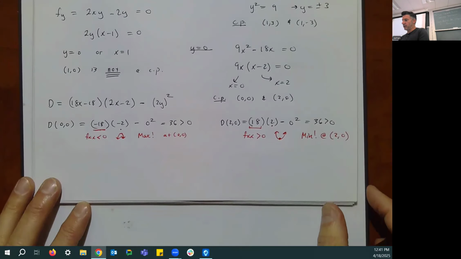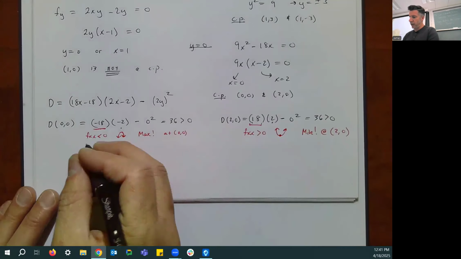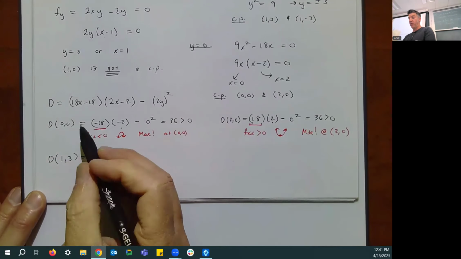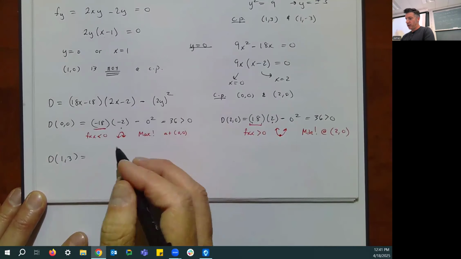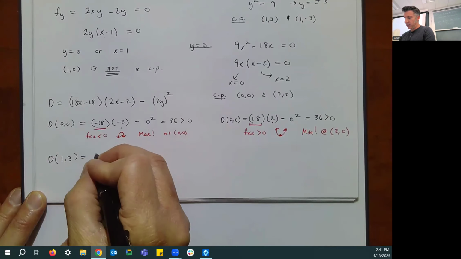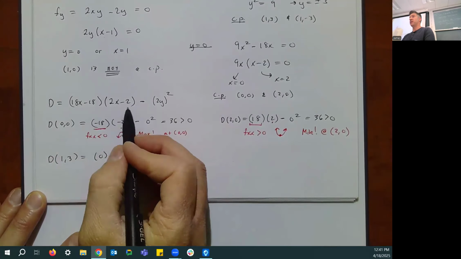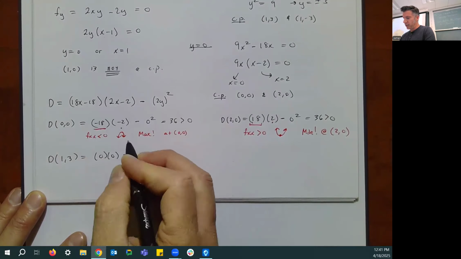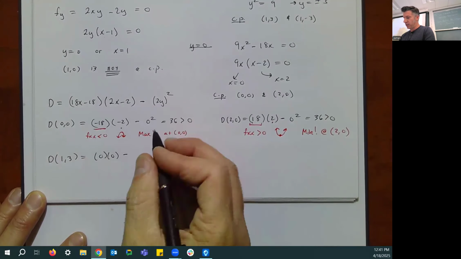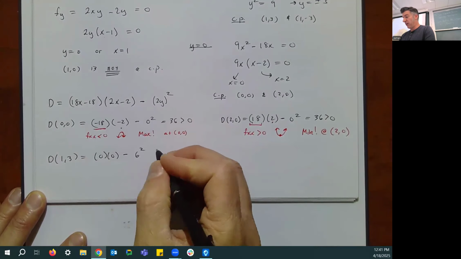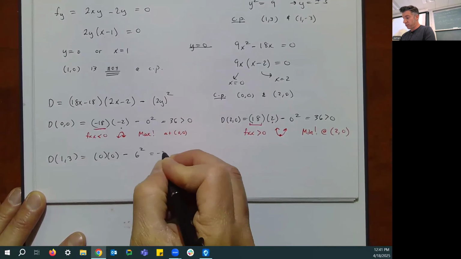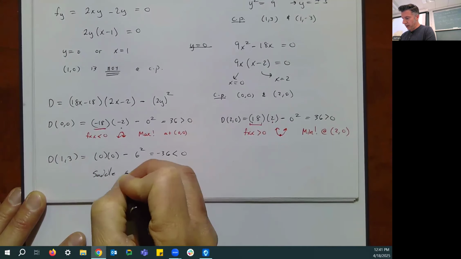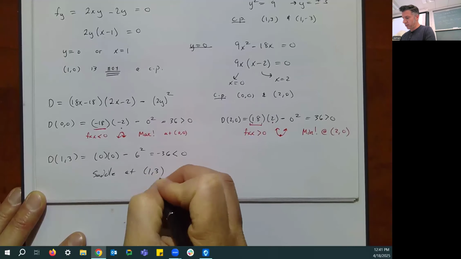All right, looking at the last two critical points here, (1, 3) and (1, -3). If we plug in (1, 3), we're plugging in 1 for the x's and 3 for the y's. So 18 minus 18 is 0. It doesn't even matter what this is after I plug in 0 there, but this is also going to be 0. Minus 2 times 3 is 6 squared. That's definitely going to be negative. So we have a saddle at (1, 3).